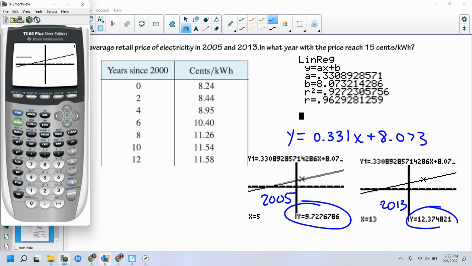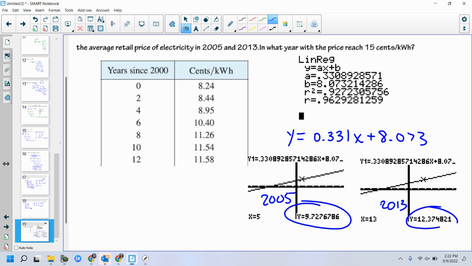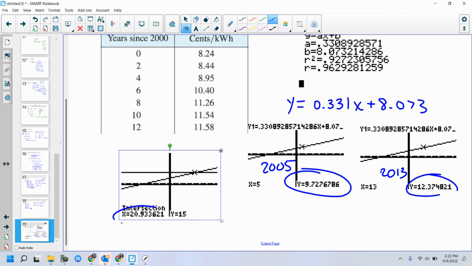And let's see where it comes out. Let's see if it's on the graph. Oh, let's go. Perfect. Second, calculate, intersect. Choice 5. Boom, boom, boom. All right. So it's going to reach 15 cents per kilowatt hour in 2020.9. What would that be? 0.9336.